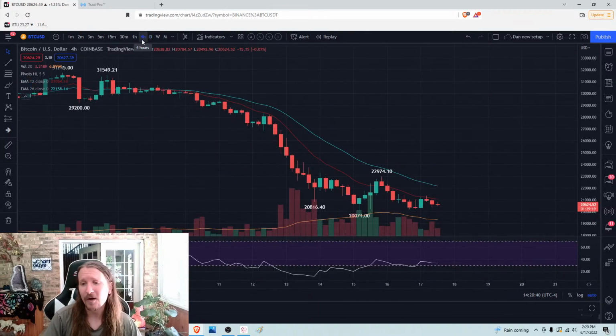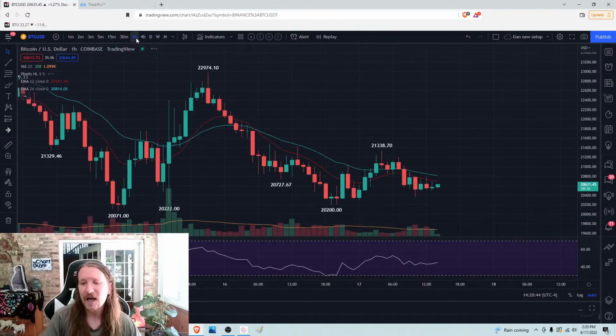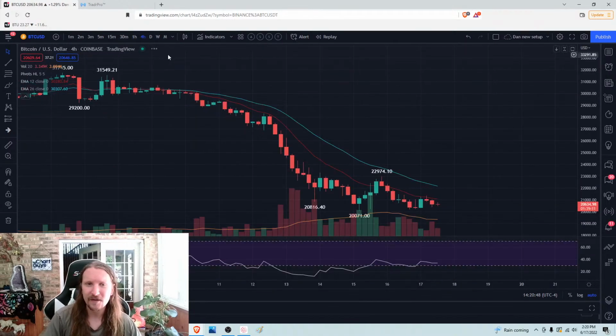But I want the shorter term RSI levels to be crushed as well. I want the 4-hour to make it back down to 20. I want the hourly to make it back down to 20. What if we don't break 20,000? You need a game plan for both scenarios. You've got a game plan if 20,000 breaks. You've got a game plan if 20,000 does not break.